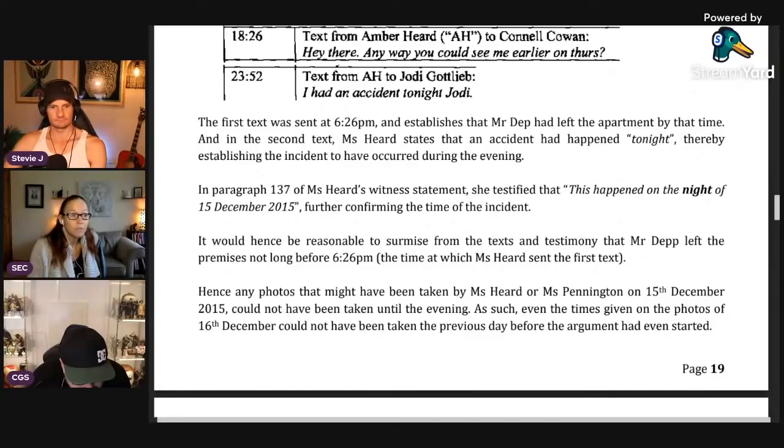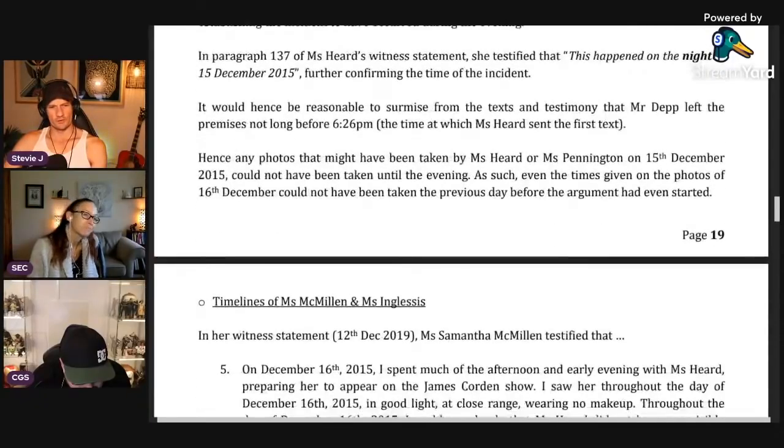Hence, any photos that might have been taken by Ms. Heard or Ms. Pennington on December 15th could not have been taken until the evening. As such, even the times given on the photos of December 16th could not have been taken the previous day, before the argument had even started. Oh, boom.